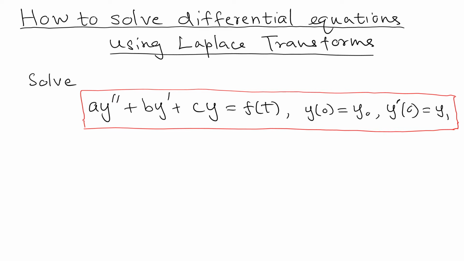This is a second order constant coefficient differential equation. So we have ay'' + by' + cy = f(t), where f(t) is a given function. And we also need two initial conditions, because it's second order. So you have y(0) = y_0. y(0) means it has to be evaluated at 0.